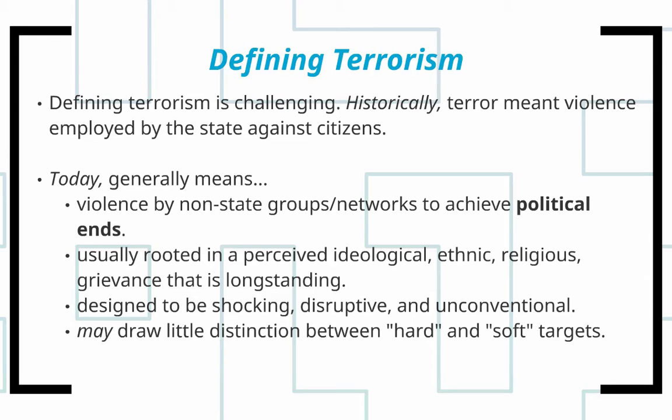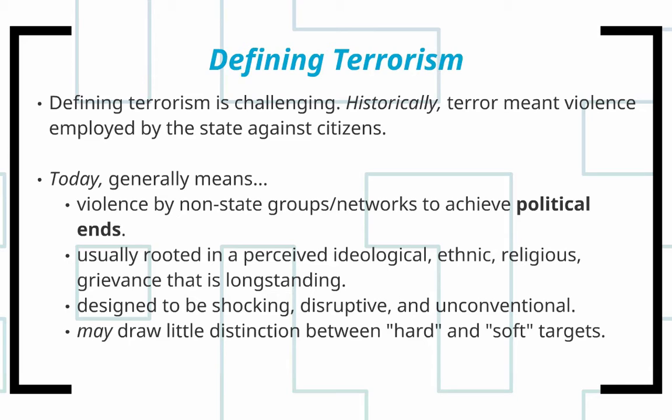So as I said, terrorism is a subtype of asymmetrical, unconventional warfare, which we talked about last time. Today, when we use the term terrorism, we're generally referring to violence by non-state groups or networks to achieve a political end. There's some sort of political goal. It's usually rooted in some sort of perceived ideological, ethnic, or religious grievance that is long-standing. Those who are engaged in the violence will say, we've tried every strategy to address this issue, and violence is the only means left. We tried via other means, and here is where we're at. This is the only means to address this long-standing injustice or grievance, so we have resorted to violence.